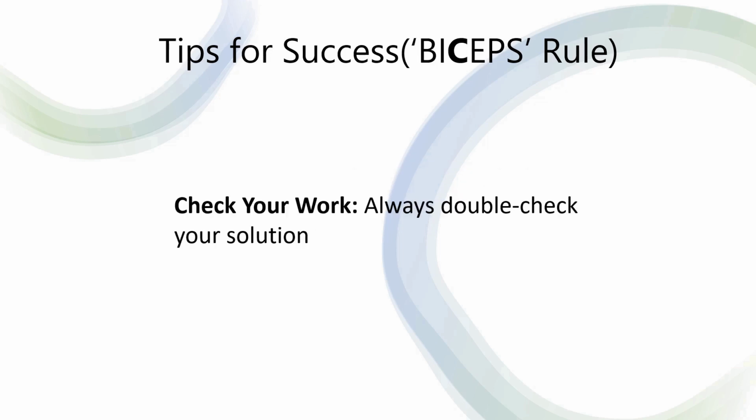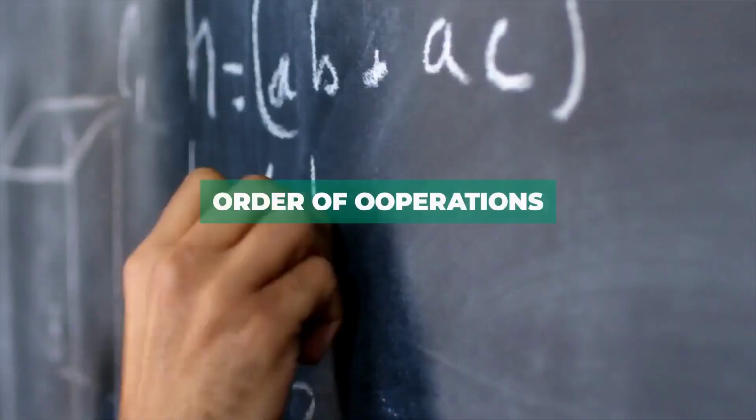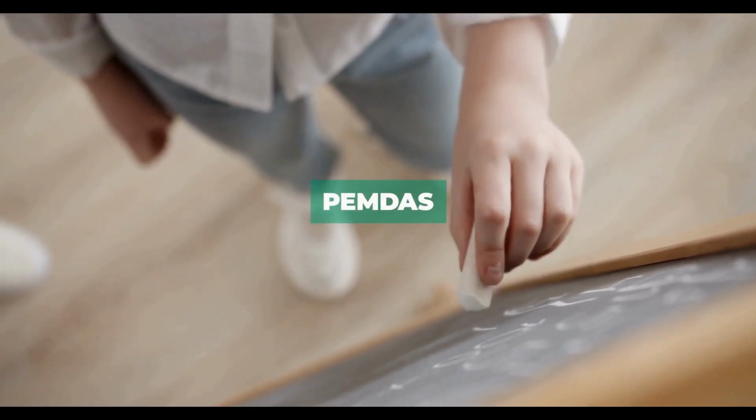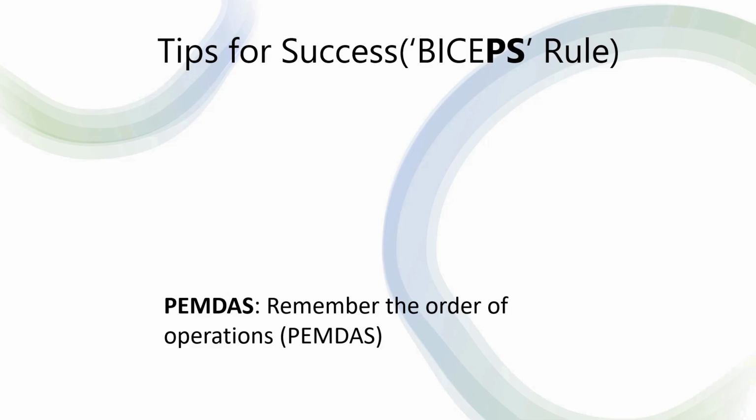3. Check your work. Always double-check your solution by plugging it back into the original equation to verify that it makes the equation true. 4. Practice. The more you practice, the better you'll become at solving multi-step equations. Work through various examples to build your confidence. 5. PEMDAS. Remember the order of operations PEMDAS: parentheses, exponents, multiplication and division from left to right, addition and subtraction from left to right. Use this order to simplify the equation step by step.